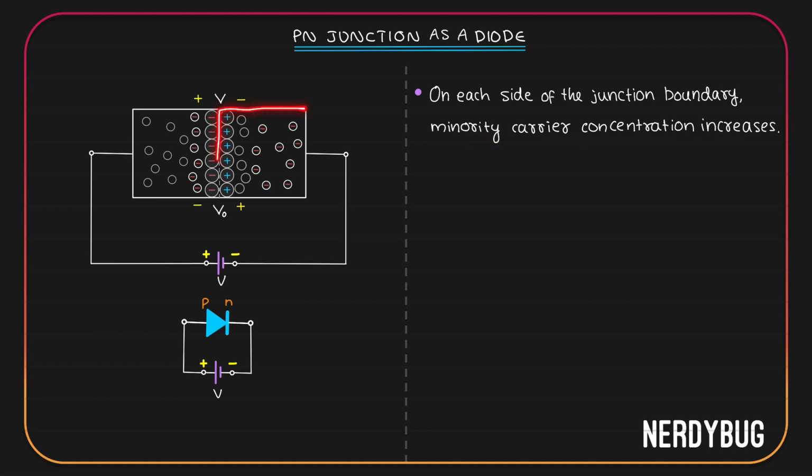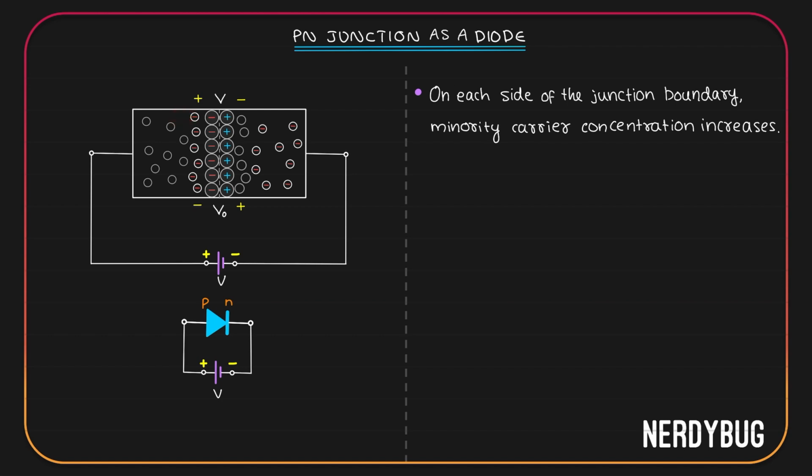Now, simply look at the n side. Over here, we have an abundance of holes. Over here, holes are very less. So there is a concentration gradient. Because of that, the holes will start to flow to the place where their concentration is low. Take a look at the p side. Over here, we have an abundance of electrons. On the other end of the p side, we have very less electrons. So there also we have a concentration gradient. Because of that, the electrons will start moving towards the left.